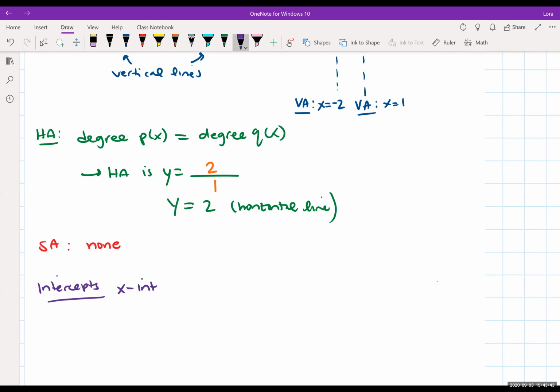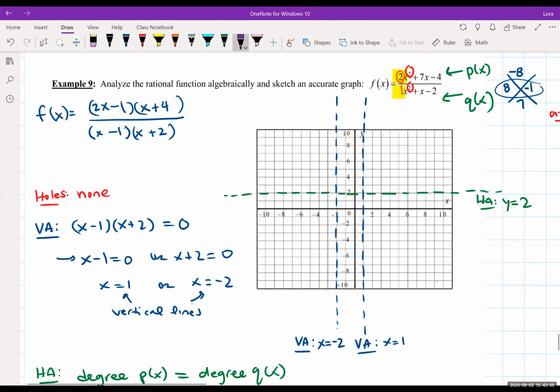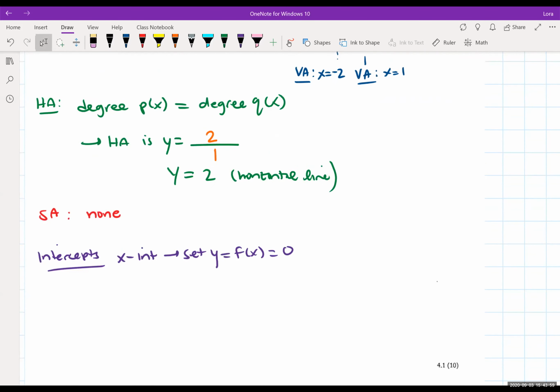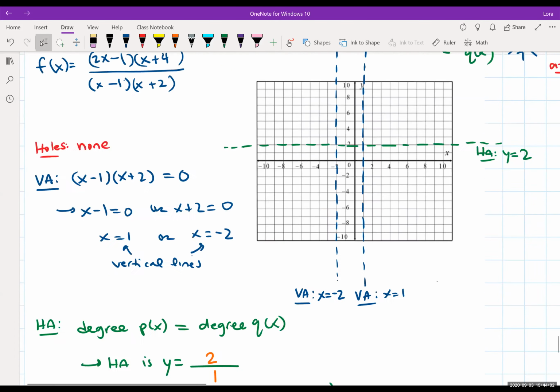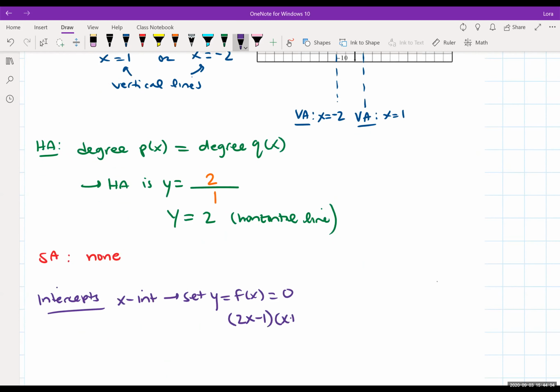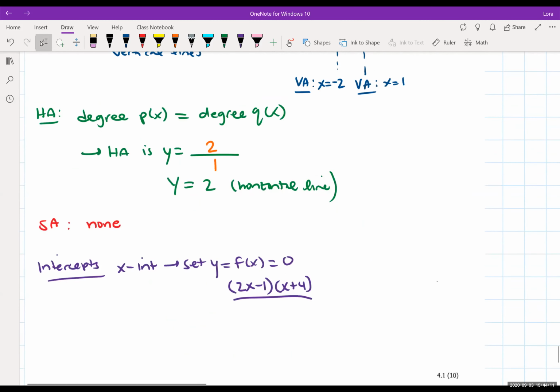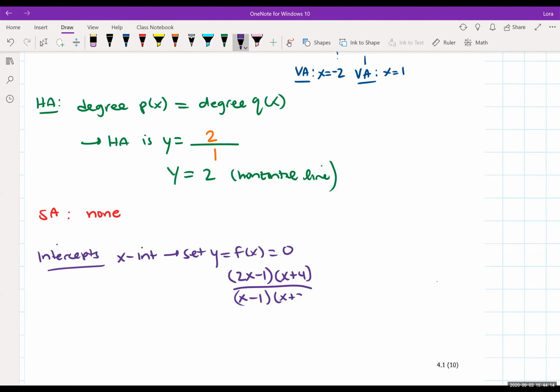For the x-intercept, that's going to have us set the y value, or f of x, equal to 0. Normally, I would say look for our reduced function, but we don't have one. But I'll take the factored version. That might be a little easier for us. So our factored version, 2x minus 1 times x plus 4, all over x minus 1 times x plus 2. So that's going to equal 0.